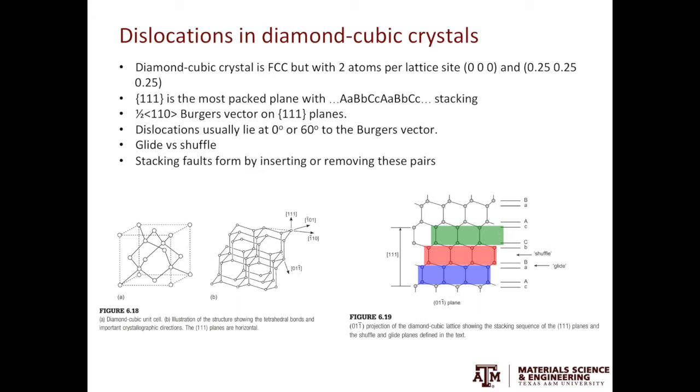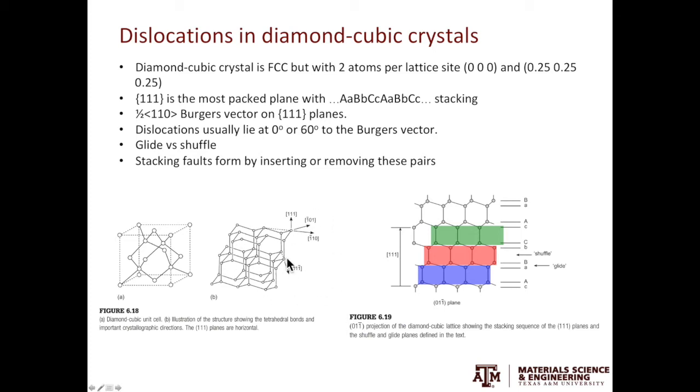one atom. For example, one pair of atoms at one lattice site can be 000 and quarter, quarter, quarter. Since diamond cubic has the FCC lattice, the 111 planes are still the most packed planes, but the stacking is slightly different. Since you have two atoms per lattice site, instead of ABC, ABC stacking, it is AA, BB, CC stacking.